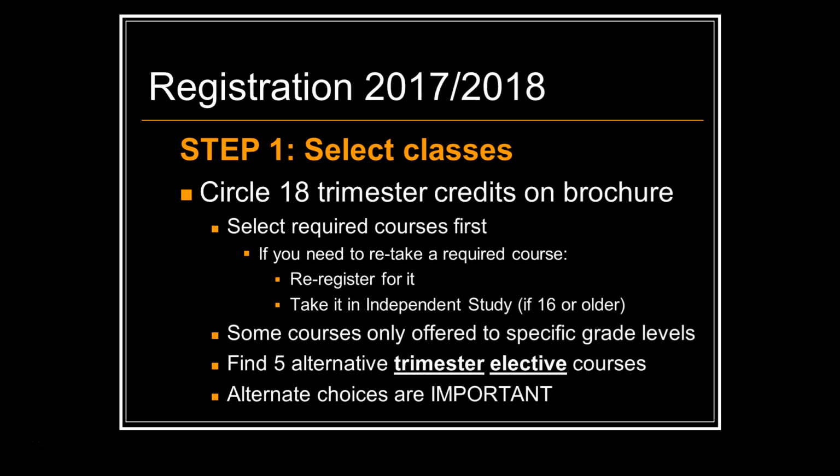Select your classes. You will be circling 18 trimester credits on your brochure. You'll want to select your required courses first. After doing your credit check, you'll know if you need to retake a required course. Your options are to re-register for it or to take it in independent study. That's only if you're 16 or older. The best option is to re-register for it.